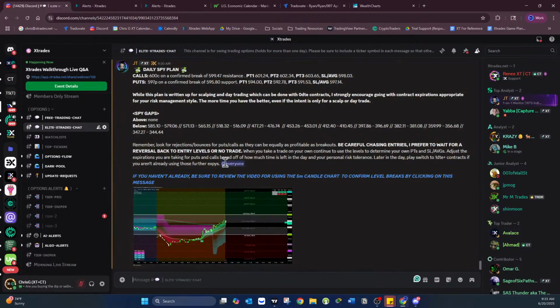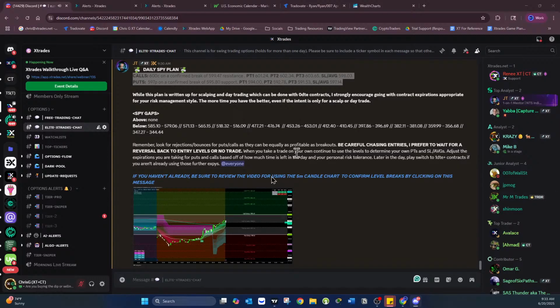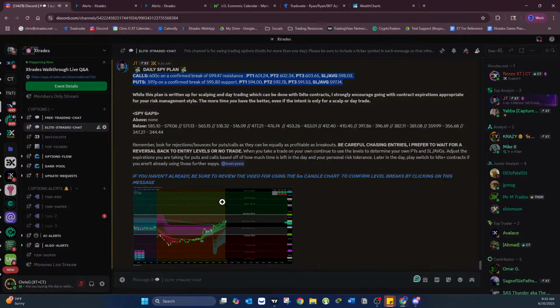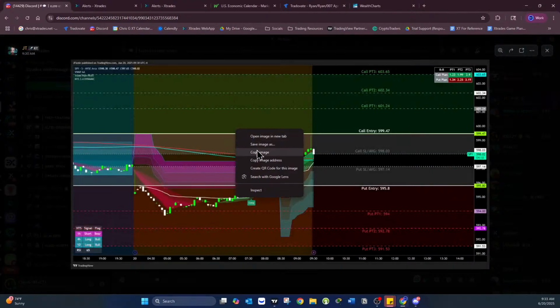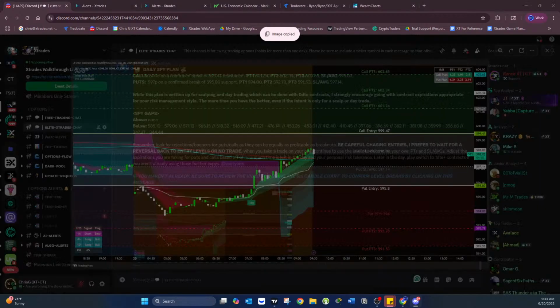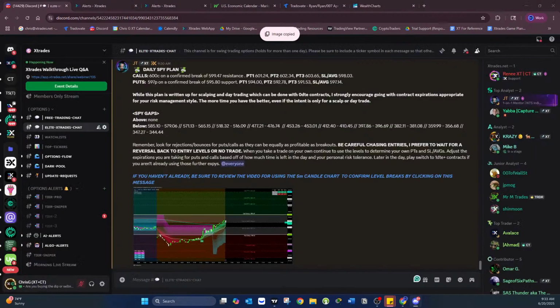So the SPY plan: JTW, one of our top analysts, posts a SPY plan every single day, religiously, pretty much. Let's mark these levels. I'm just going to copy paste this for easy reference. And here is what his trade plan looks like on a chart. I'll post that for you guys too, just for reference, and then we'll start marking these levels.